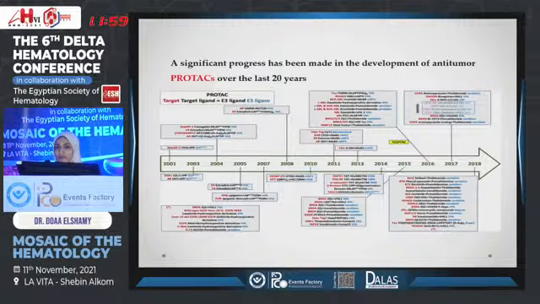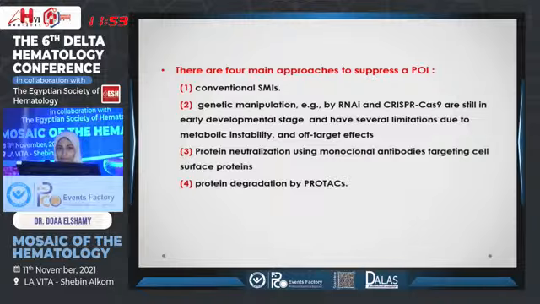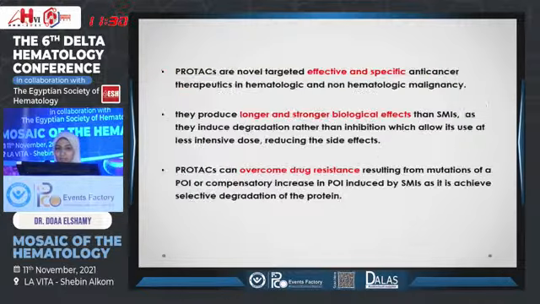There has been significant progress in the development of anti-tumor PROTACs over the last 20 years. And there are 4 main approaches to suppress the protein of interest: the conventional small molecule inhibitors, genetic manipulation like CRISPR, which is still under development and has several limitations due to its metabolic instability and off-target effects, protein neutralization using monoclonal antibodies, and finally protein degradation by PROTACs.